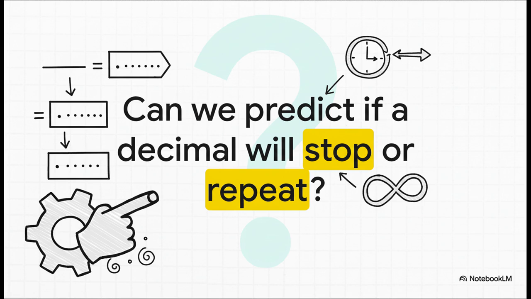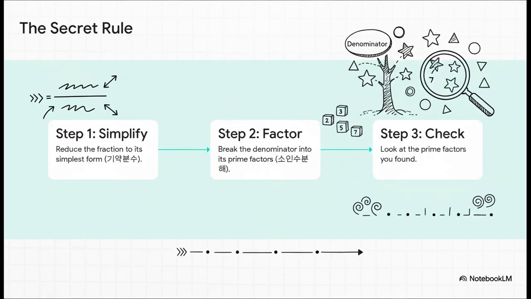Can we tell if it's going to be a finite decimal that stops or an infinite one that repeats forever? And the answer is absolutely yes. And like I said, the clue is all in that denominator. Here's the secret mission, in 3 simple steps.